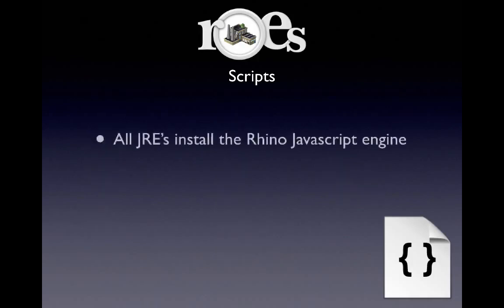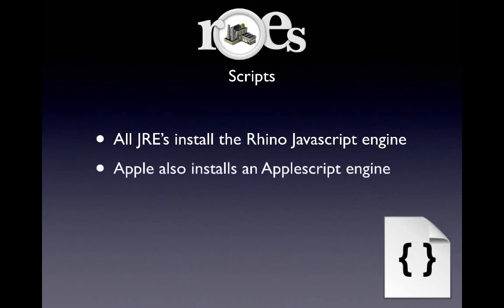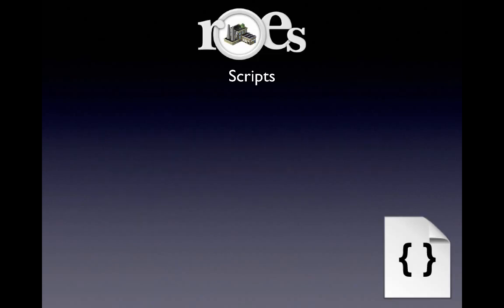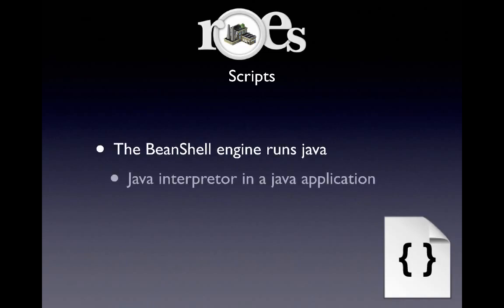Now, in any Java runtime environment, they all install the Rhino JavaScript engine. So if a lab has people that are familiar with JavaScript, they can use that. Apple also installs an AppleScript engine, so that's available. And then the ROES server, we always install the Bean Shell engine. And the Bean Shell engine is an engine that itself runs Java. So it's a Java interpreter inside of a Java application.